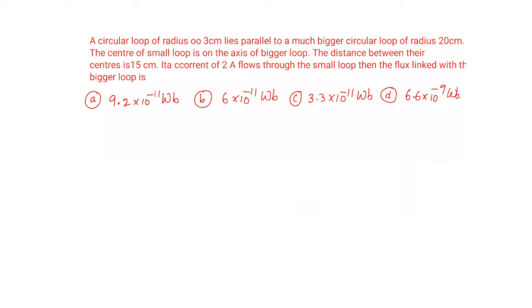See, a circular loop of radius 3 centimeter lies parallel to a much bigger circular loop of radius 20 centimeter. The center of the small loop is on the axis of the bigger loop. So the distance between the centers is 15 centimeter. If a current of 2 ampere flows through the small loop, then the flux linked with the bigger loop is. You copy that, children, and try this.